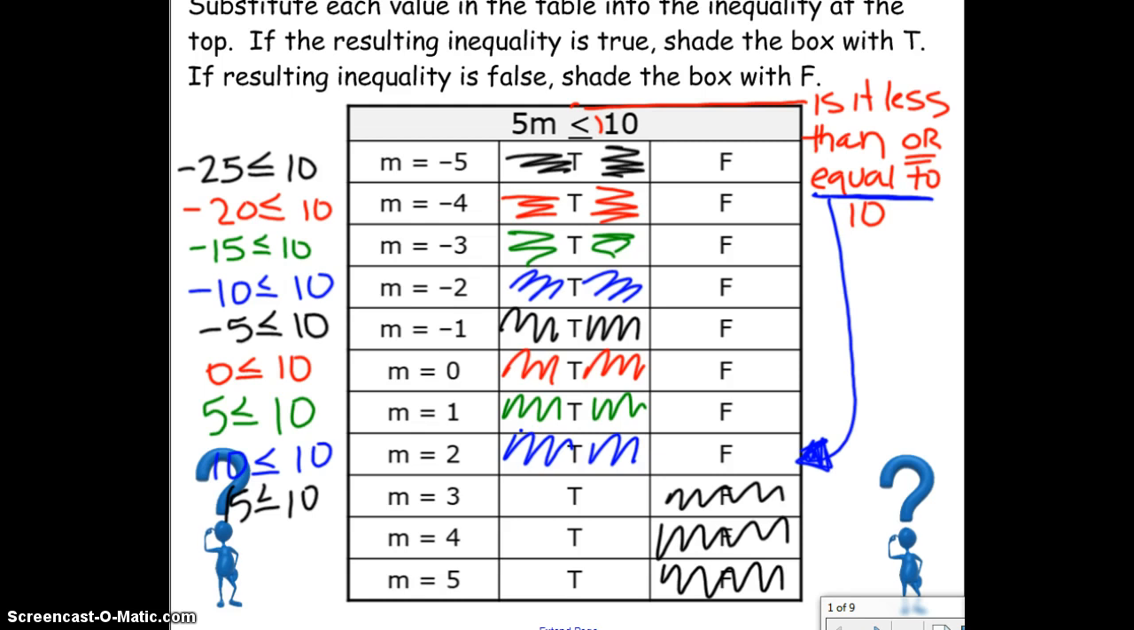We use this table in class to determine when an inequality is true and when it is false. For each one of the values on the left, we multiplied it by a positive 5 to see if our product was less than or equal to a positive 10. Any inequalities that were true were given the true shading, and when we got down to m is equal to positive 3, 5 times 3 is 15, and 15 is not less than or equal to 10. So 3, 4, and 5 are false.